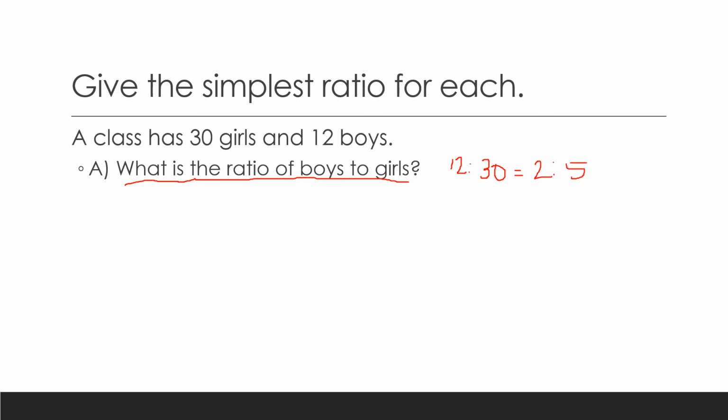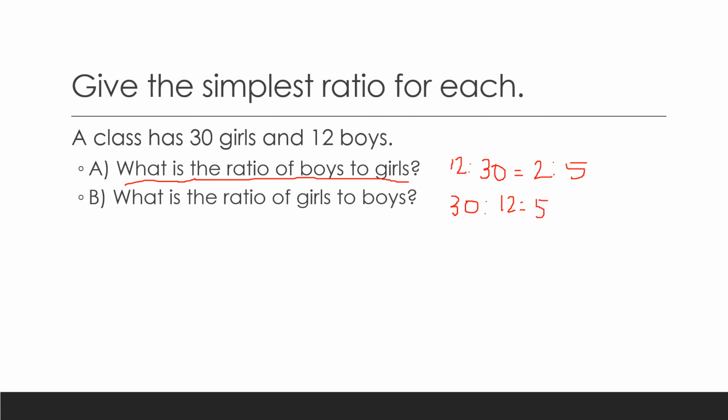Check. Okay. Letter B. What is the ratio of girls to boys? There are 30 girls, no, is to 12 boys, no? And then, if we're going to write it in the simplest form, by dividing by 6 again, 30 divided by 6 is 5, 12 divided by 6 is 2. So, the final ratio is 5 is to 2.